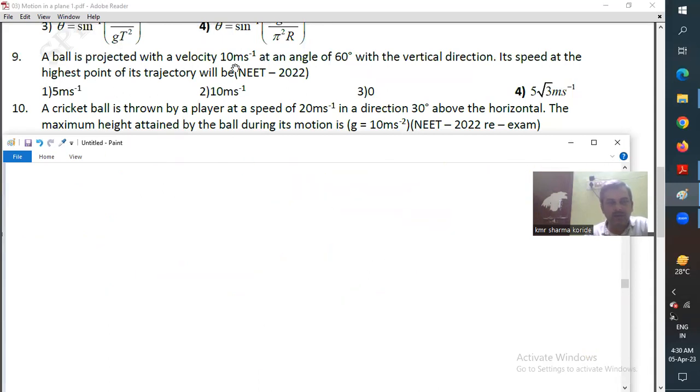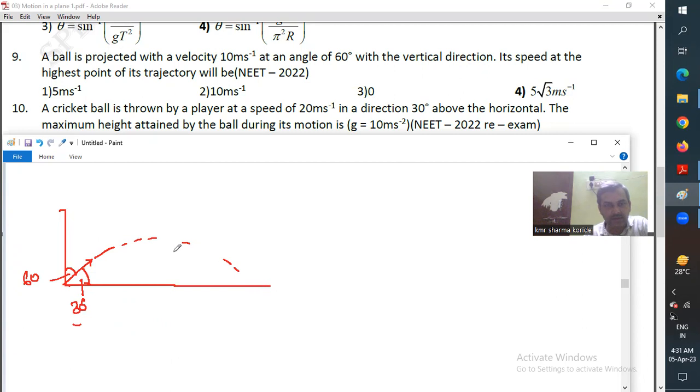A ball is projected with velocity 10 meter per second at an angle 60 degrees with the vertical direction. Its speed at the highest point of the trajectory? So just to draw the diagram, with the vertical dimension. In general, we derive the equation taking the horizontal. So this is 60. If you derive the equation with the horizontal, the angle will be 30 degrees, 90 minus 60. So we have derived the equation keeping the angle with the horizontal only. So this is the path it follows.